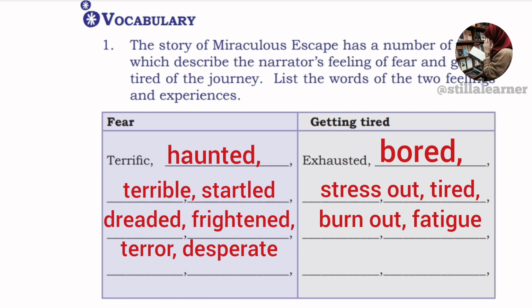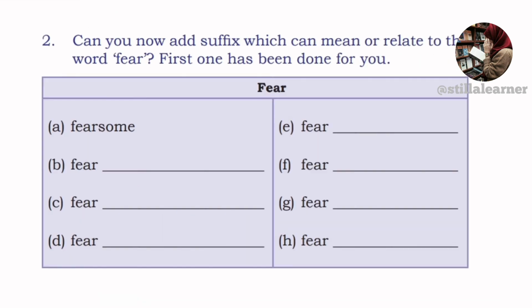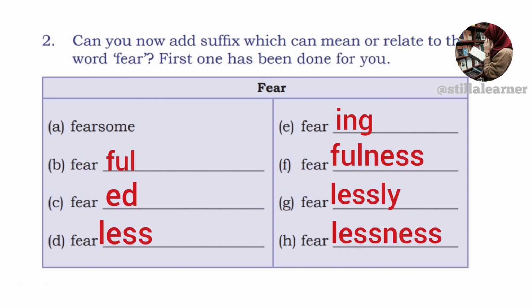Okay guys, now we'll see the second Roman of this vocabulary part. Here we have to write out the suffix of the word fear. Suffix is nothing but something we add to the end of the word so that it becomes a new word with a new meaning. For example, fear is the word given. If I add some after fear, it becomes fearsome. Like that, we have to write the suffix of the given word. First already given fearsome. Second one is fearful. Third one feared. Fourth one fearless. Fifth fearing. Sixth fearfulness. Seventh fearlessly. Eighth one is fearlessness.